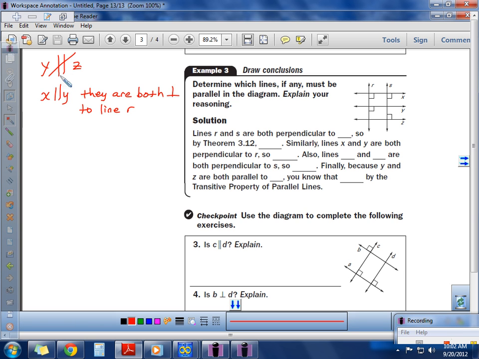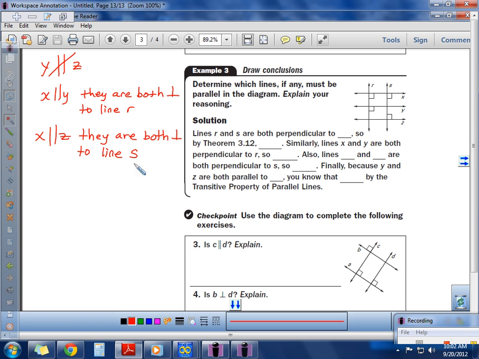All right, any other lines? X and Z are parallel. That is true. Why? For what reason? They are both perpendicular to what line? They're both perpendicular to line S. Is there any more? I see one more.